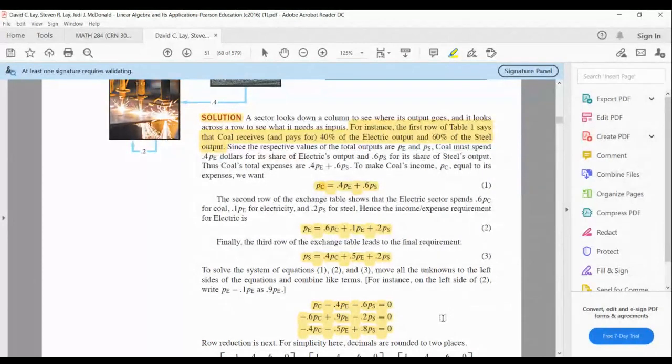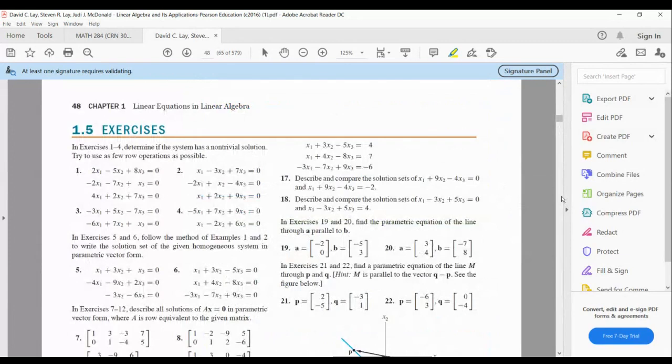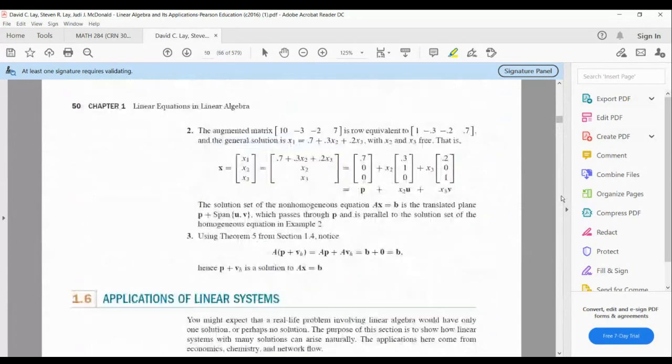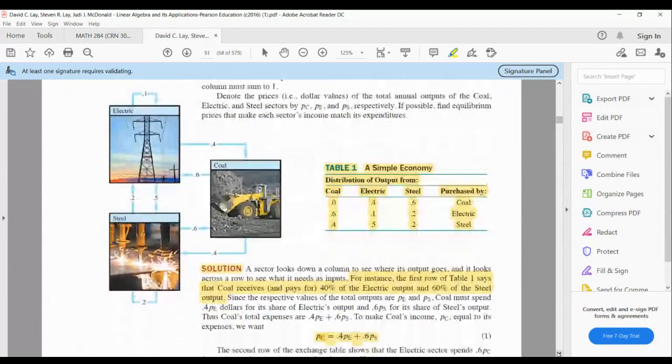Okay, you can create a homogeneous system of equations. Whoops, I always do this. Hold on. Got to learn to use the arrow instead of that.